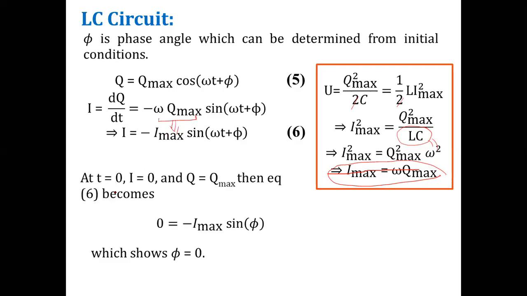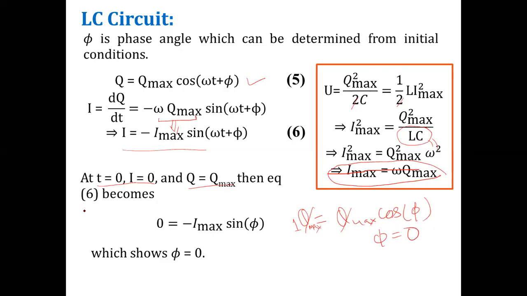Now, at time t equal to 0, we are starting our clock at the point when the charge on the capacitor is maximum and the current is equal to 0. So, in equation number 5, I'm saying that you will have Q max cosine of phi at time t equal to 0. And at time t equal to 0, your charge was equal to the maximum charge, so this becomes equal to 1. That means your phi is equal to 0 in this case.